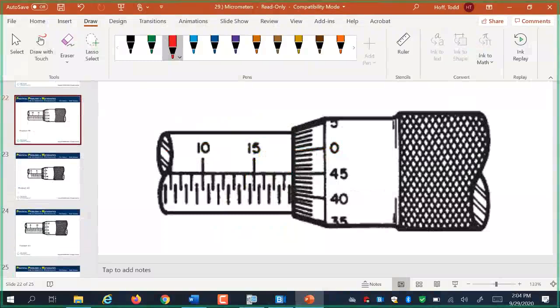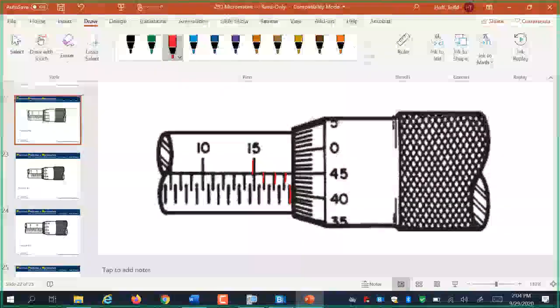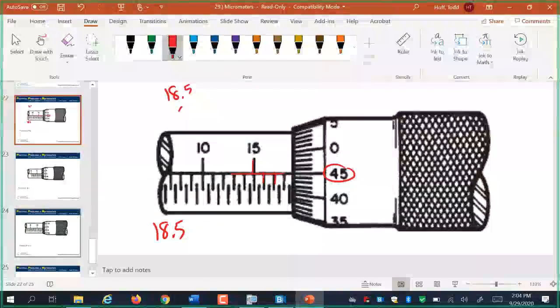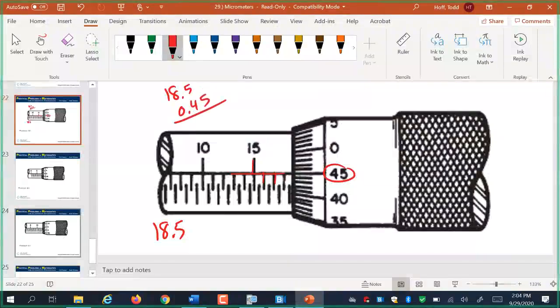So for this one, this is 15, 16, 17, 18.5. Now as I look at that, we're definitely past that line. So this is 18.5. We're almost to the next line because what lines up on our thimble is 45. So we have 18.5, and then we add the 45 to that, gives us 18.95 millimeters.